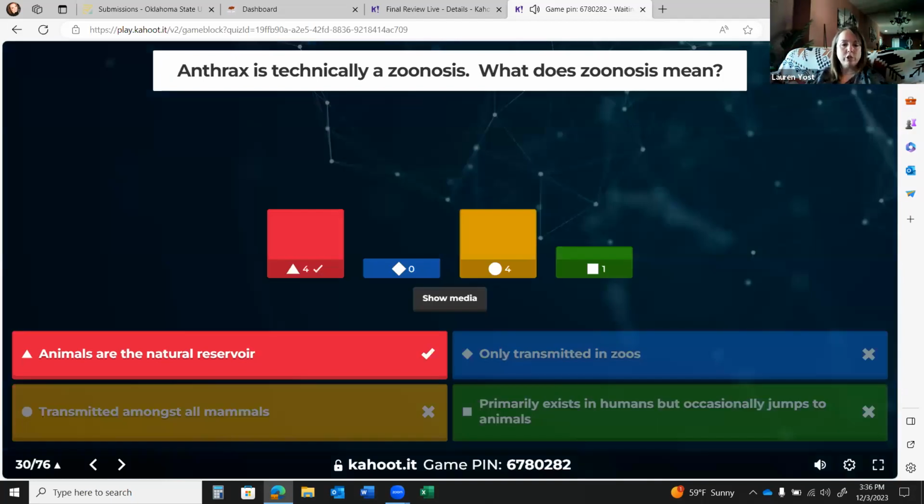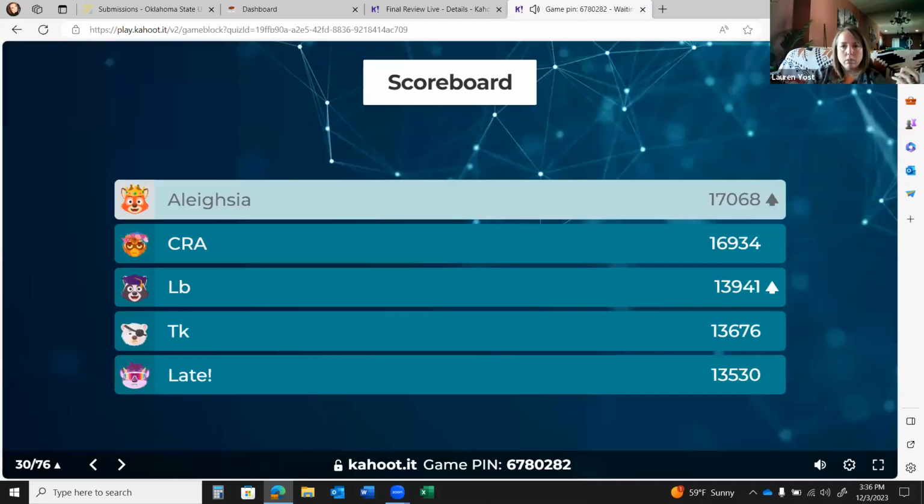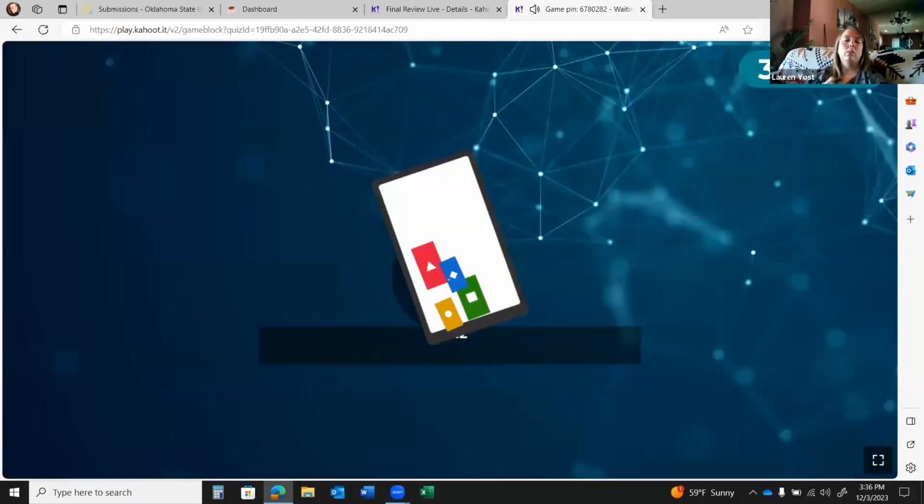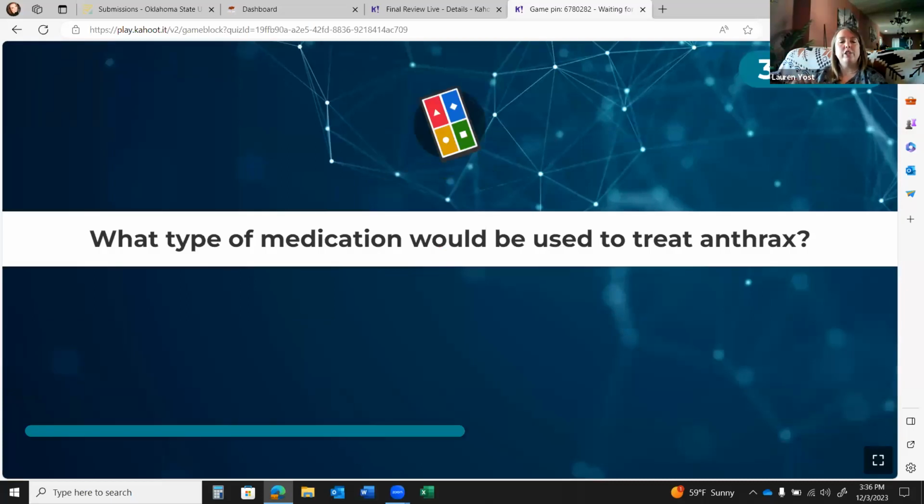Okay, so zoonosis just means that animals are going to be the natural reservoir. So primarily associated with animals. Let's see. So what type of medication would be used to treat anthrax?